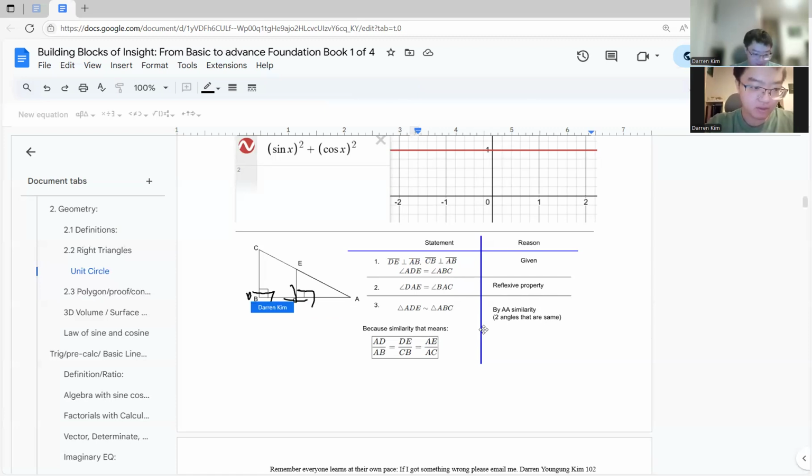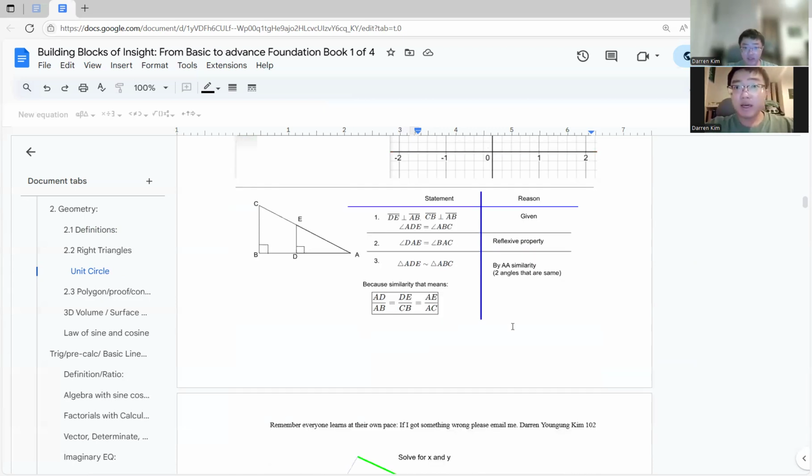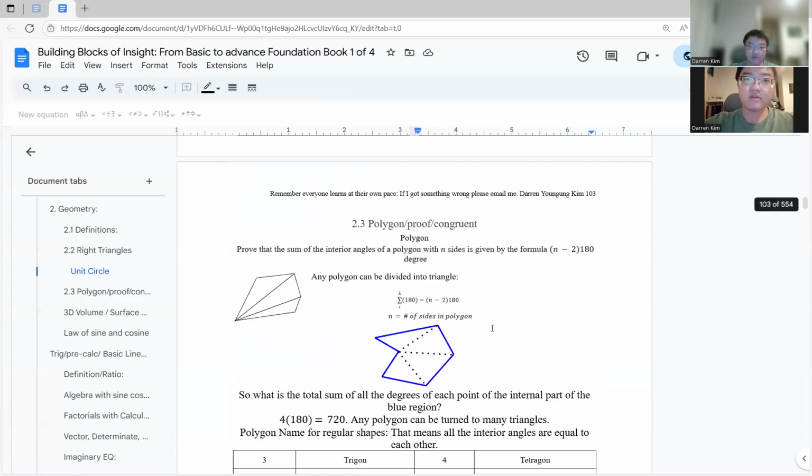That's fine. And I use the reflexive property about this point, saying that they have the same reflexive property. And I use AA similarity, which means angle-angle, making these similar, meaning these two angles are the same. With that said, you can solve something like this. I should put more steps in there, but I'll do that later.